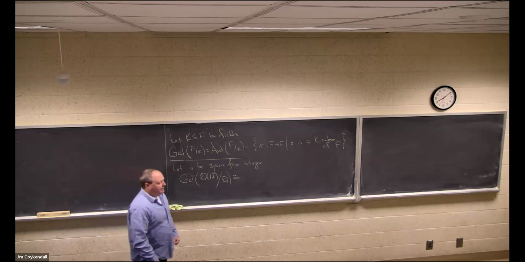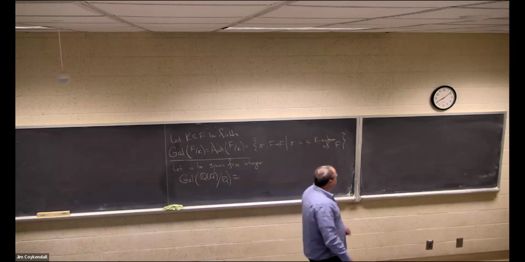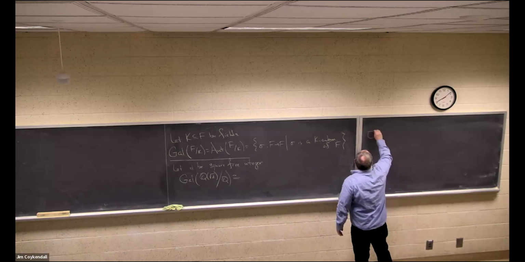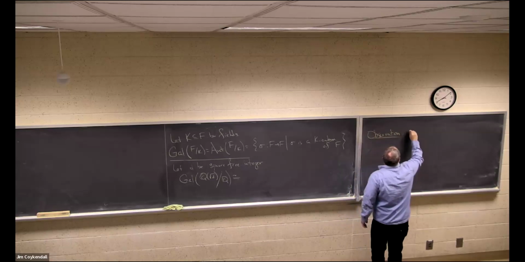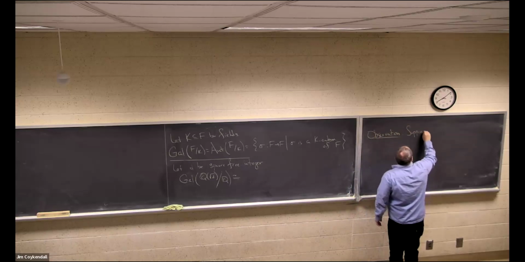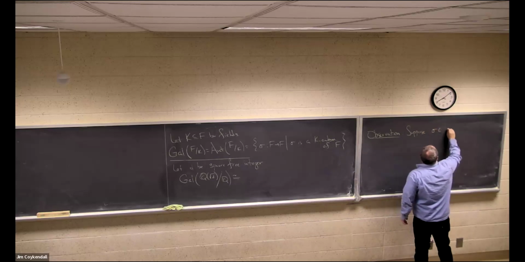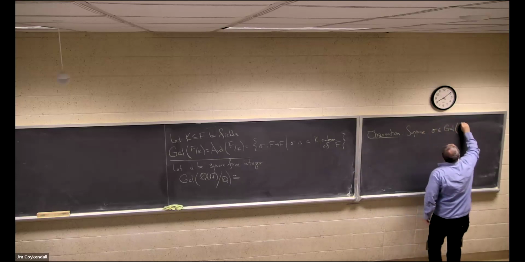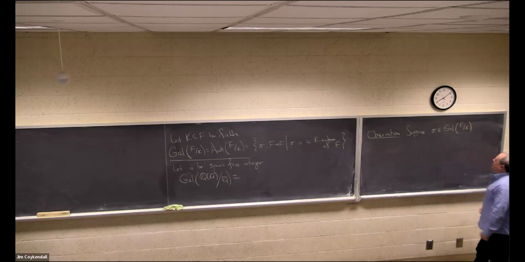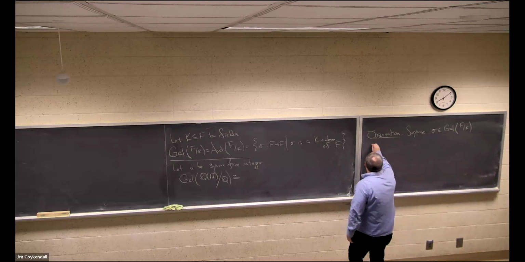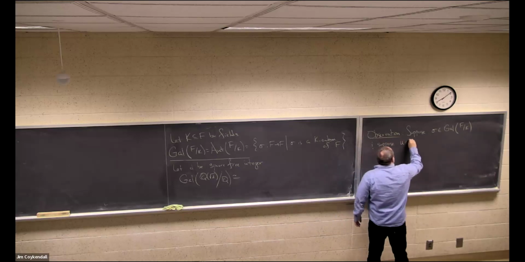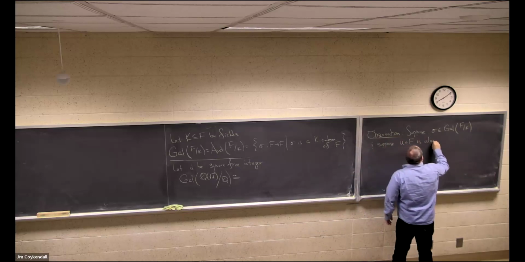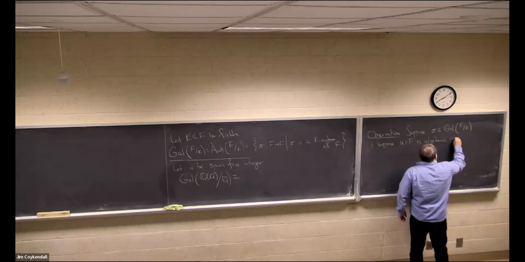Actually, we're going to need something. There's an important observation. Suppose sigma is in the Galois group. I want you to get used to that terminology. That just means sigma is an automorphism of that. And suppose u in F is algebraic over K.